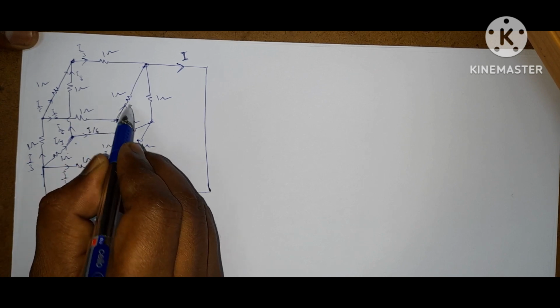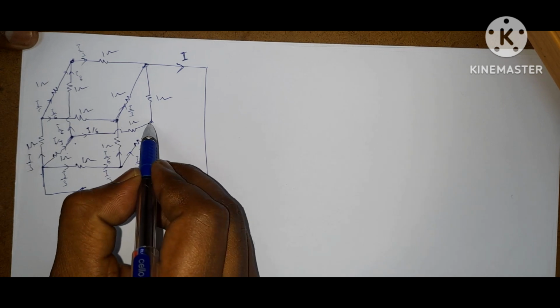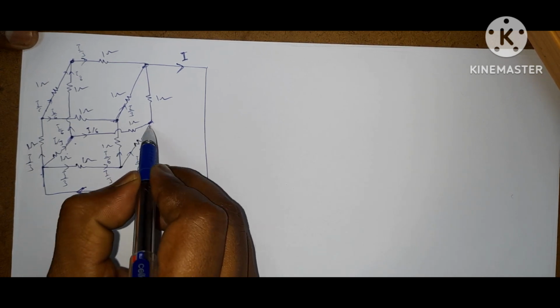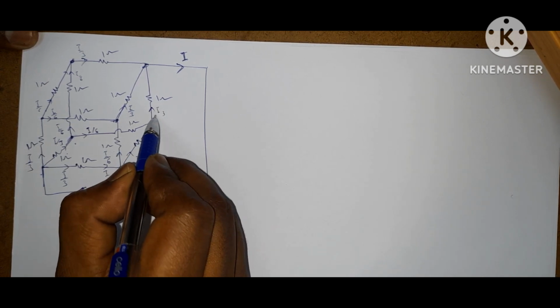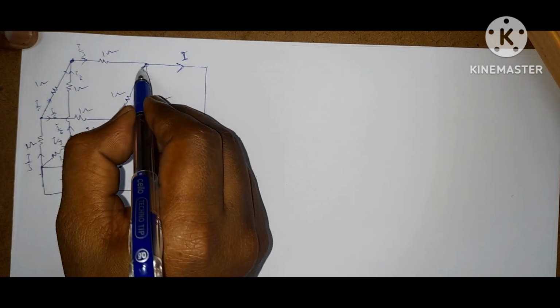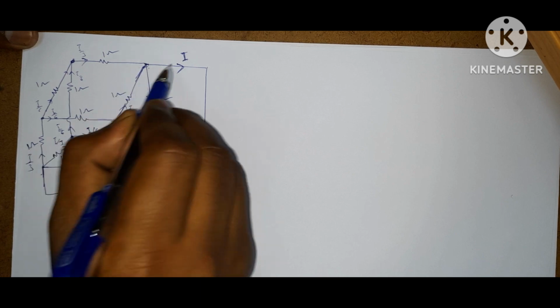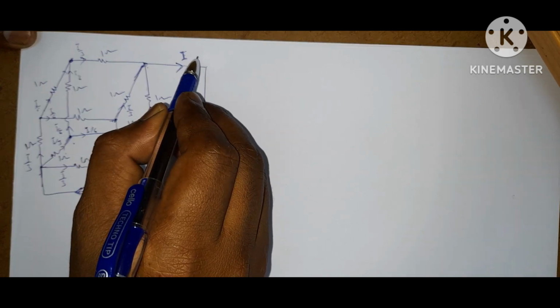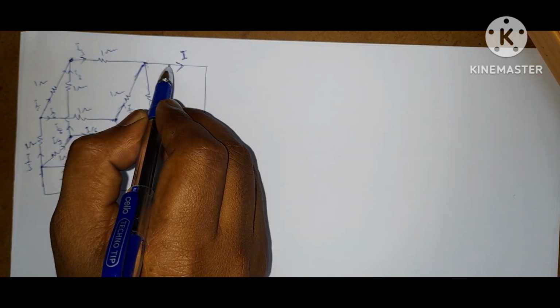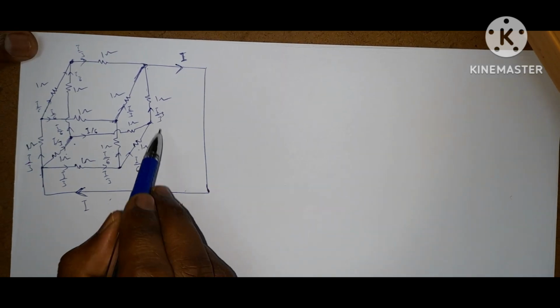Coming to this node, this is I by 6, this is I by 6. So how much current is flowing? I by 3. Here this is I by 6, this is I by 6, so here it is I by 3. This is I by 3, this is I by 3, this is I by 3. So by KCL, I is equal to I by 3 plus I by 3 plus I by 3. You will get I.